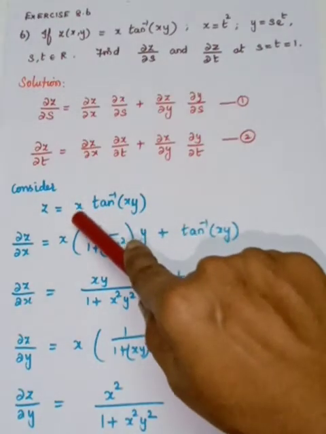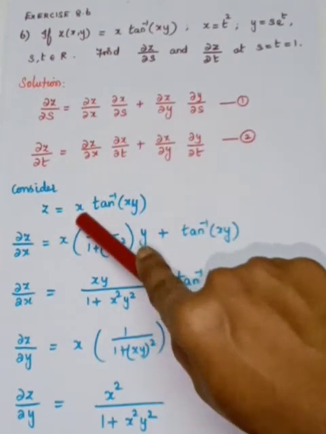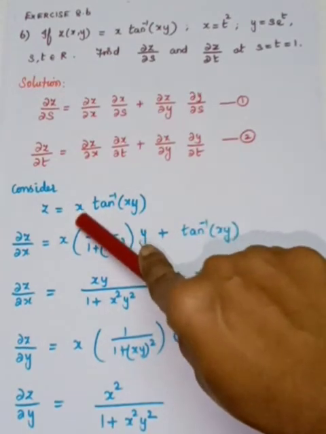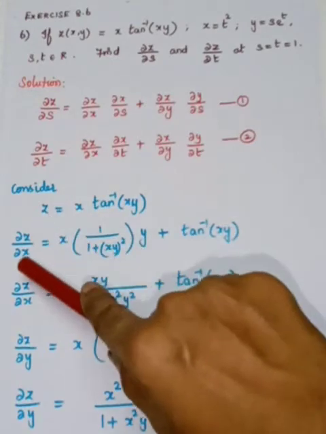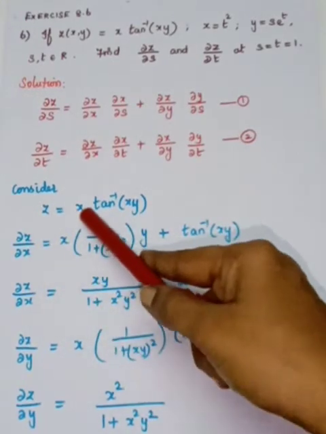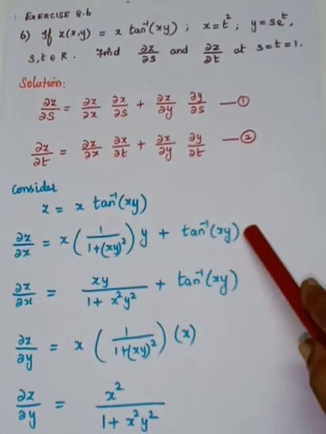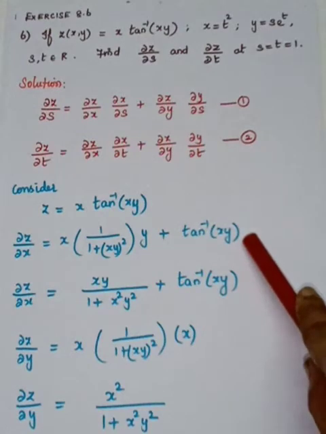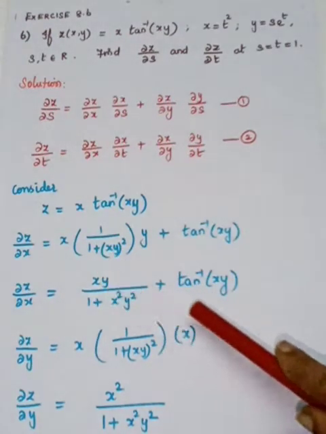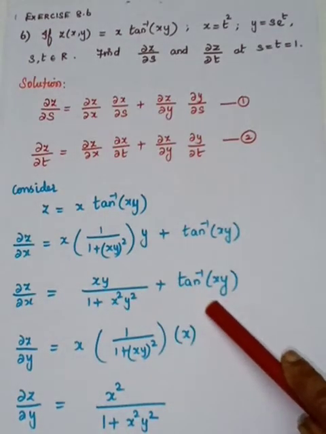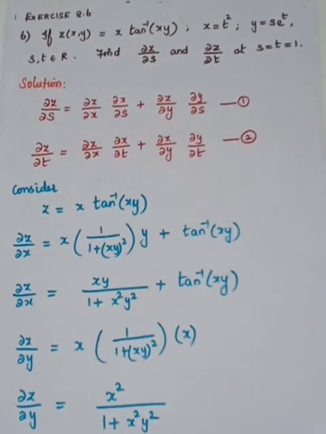Next what you have to do, this u has to be differentiated. While you are differentiating, you have to do the partial differentiation now with respect to x. So the differentiation of x with respect to x is 1. So that's why I didn't write here 1. Okay, so when you simplify, you will get this answer. So I have completed dou z by dou x.